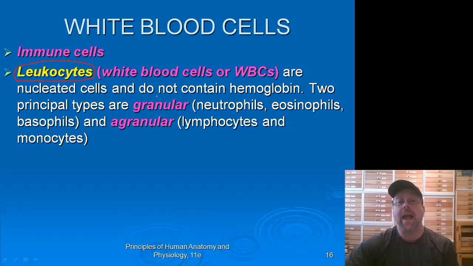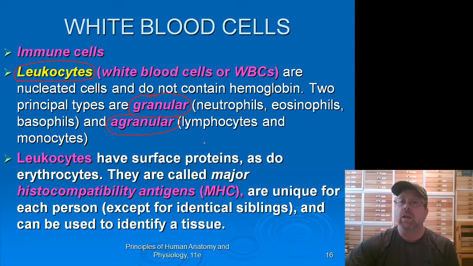Now they're categorized into 2 categories that I told you before. 3 of them have little protein grains within their cytoplasm. They're called granular. And then we have 3 different categories of leukocytes that don't have those little grains, and they're called agranular.